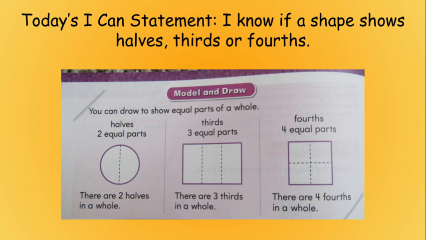Halves are 2 equal parts, like the circle example. There are 2 halves in a whole. Thirds have 3 equal parts. There are 3 thirds in a whole. Fourths have 4 equal parts. There are 4 fourths in a whole. So look closely at each of those because today we're going to be practicing drawing or showing halves, thirds, and fourths.